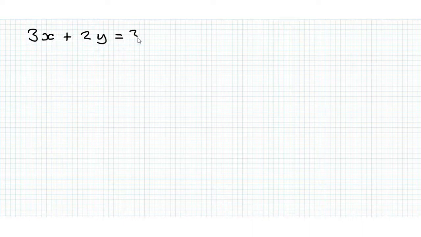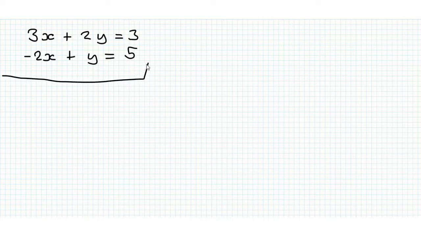So if we have one equation where 3x plus 2y is equal to 3, and another where the same x and y are related in a way such that minus 2x plus y is equal to 5. There's two ways we can solve this. One is using something called elimination, and the other is with a substitution. So we're going to look at the elimination method.